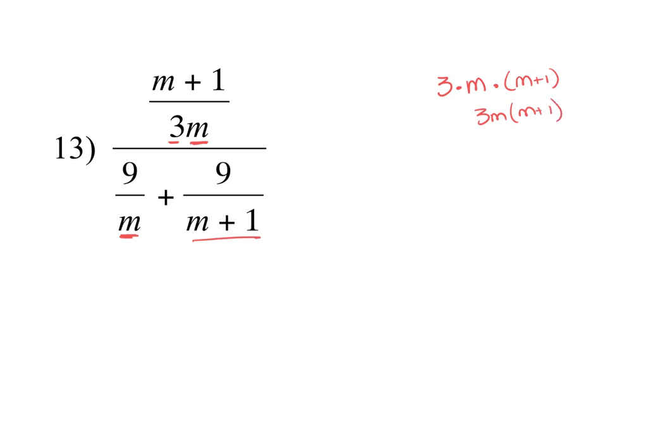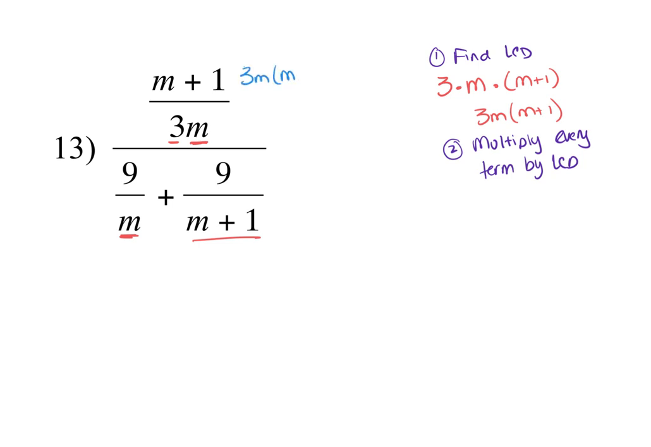All right. I am going to take that common denominator. So once I find my common denominator, I am going to multiply every term by my common denominator. So multiply every term by that. So if I have multiple terms on top, multiple terms on bottom, every single one of them is going to be multiplied. This is going to get rid of my denominators. I'm going to multiply this by 3m, m plus 1.